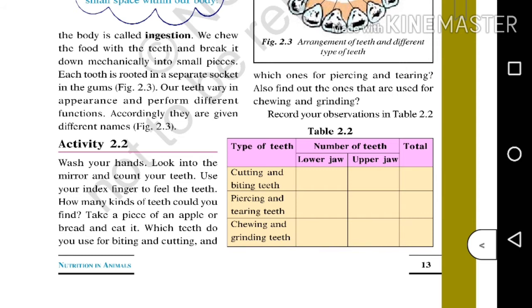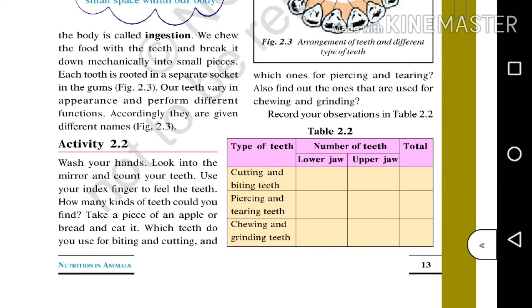So let's do one activity. First we have to wash our hands, then count the teeth by looking into a mirror. Then take an apple and closely observe which teeth we use for biting and cutting, which for piercing and tearing, and which teeth we use for chewing and grinding. Then accordingly we can mark our observations in table 2.2.